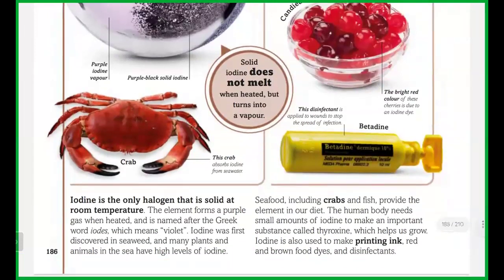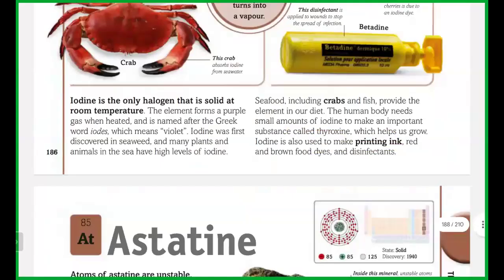Many of you have probably noticed the disinfectant betadine that we use to treat wounds. It's a disinfectant applied to stop the spread of infection. It also contains iodine. Some people even call betadine iodine because it's actually the main ingredient of that.